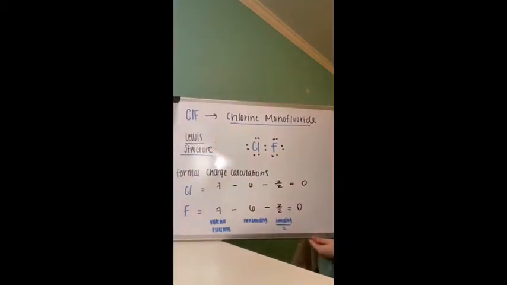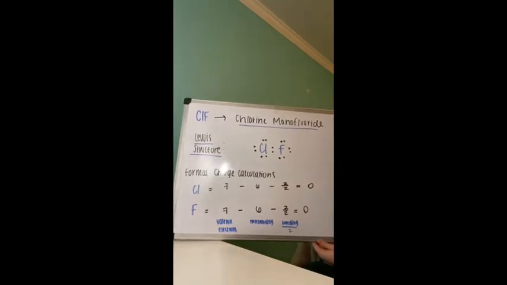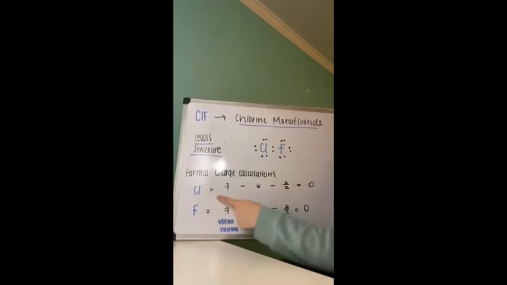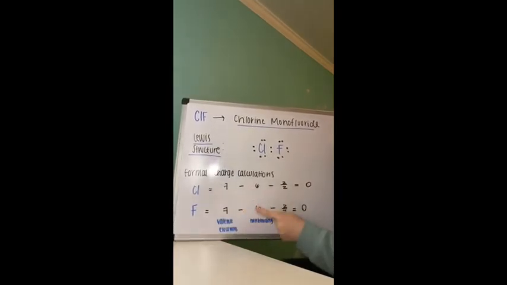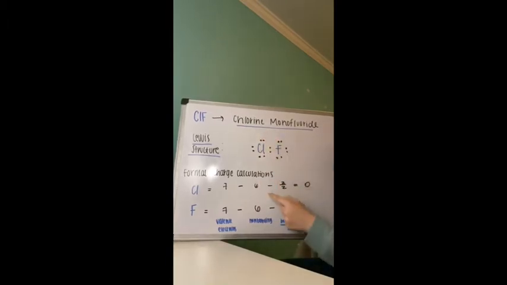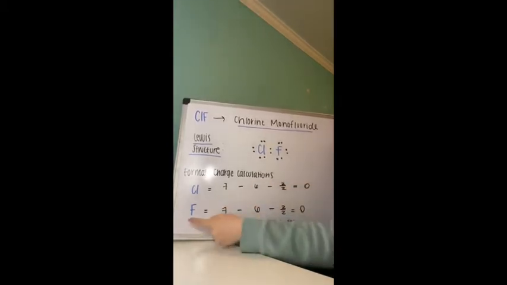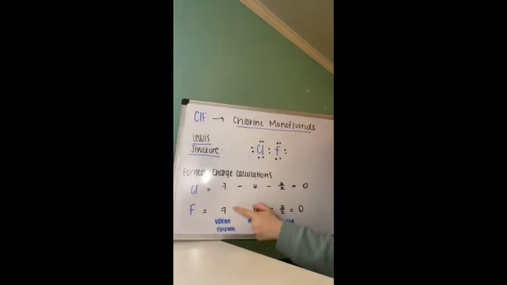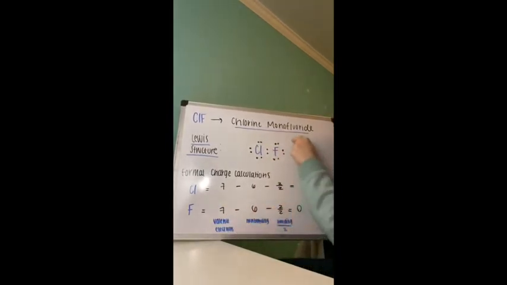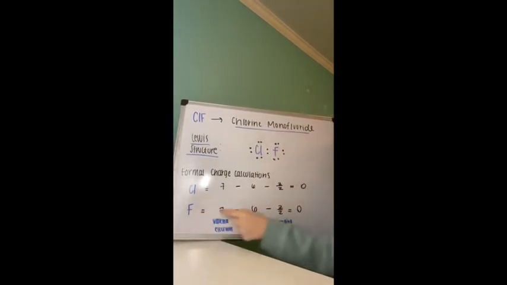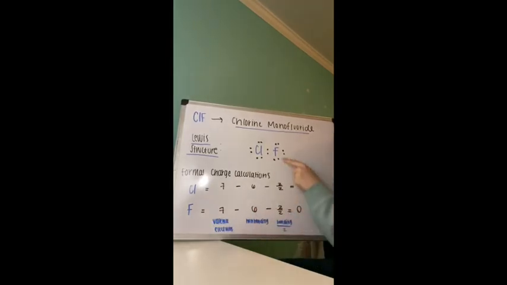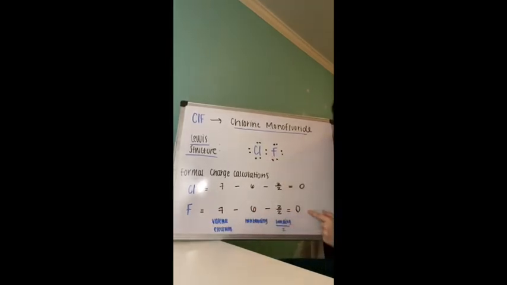So for the formal charge calculation, which I have to move a bit out of the frame, chlorine has 7 valence electrons minus 6 that are not bonding, which are the ones around, minus 2 divided by 2, which is pretty much bonding electrons divided by 2, equaling 0. Fluorine, exact same thing, 7 valence electrons minus 6 non-bonding, the ones around, minus 2 that are bonding, divided by 2, equaling 0.